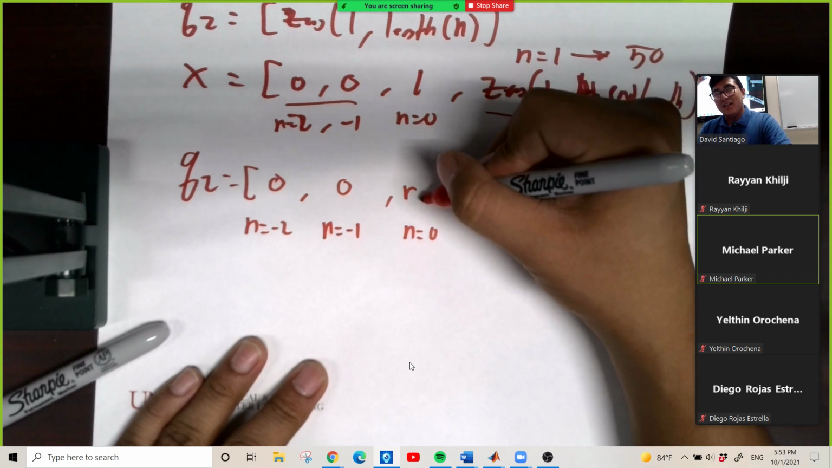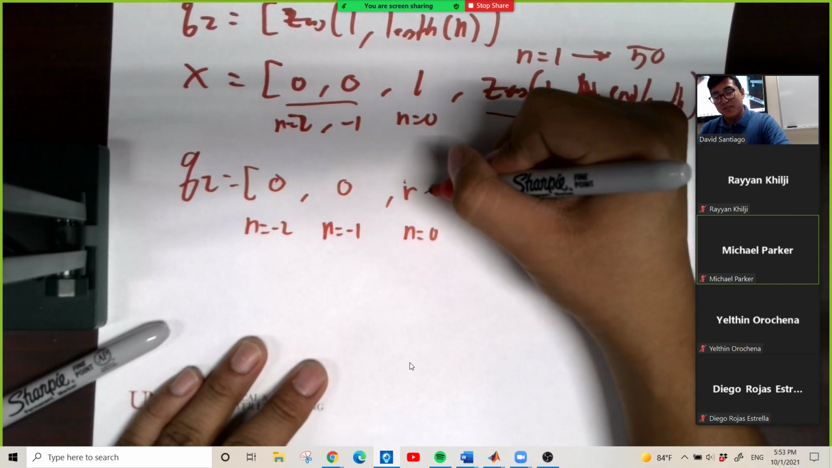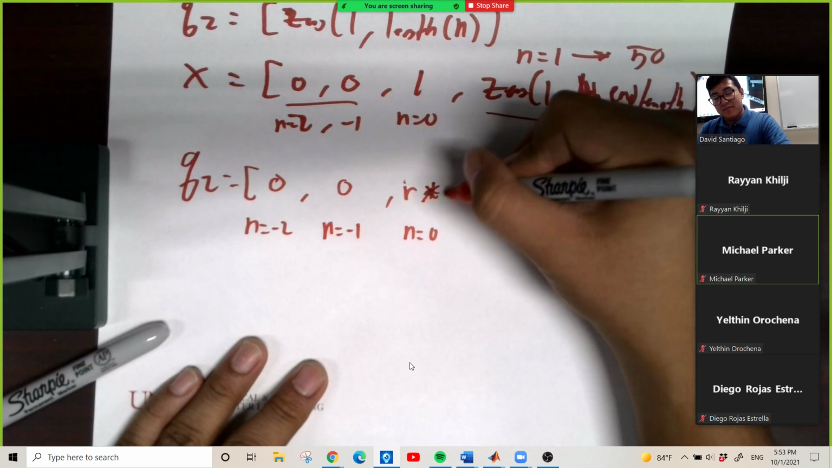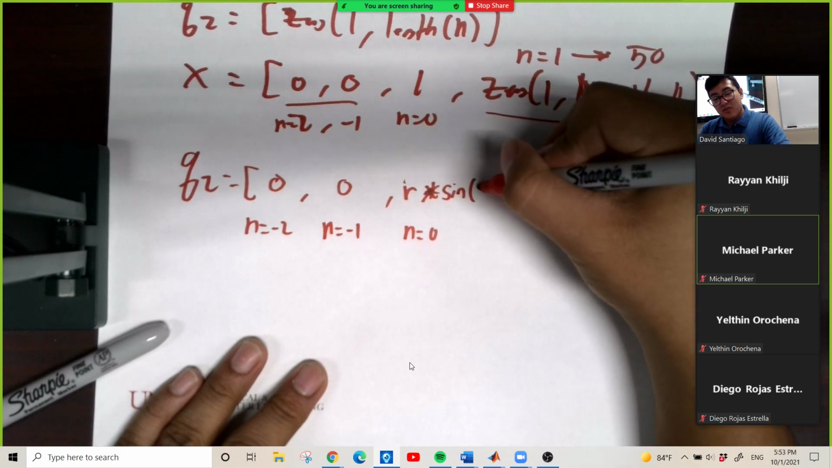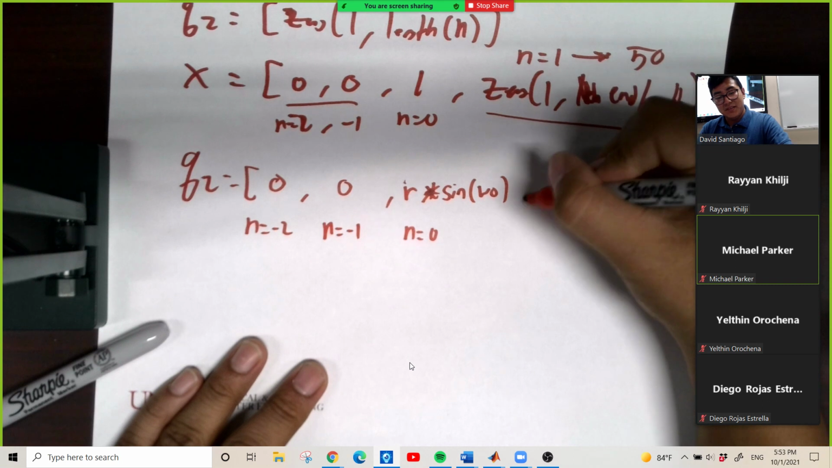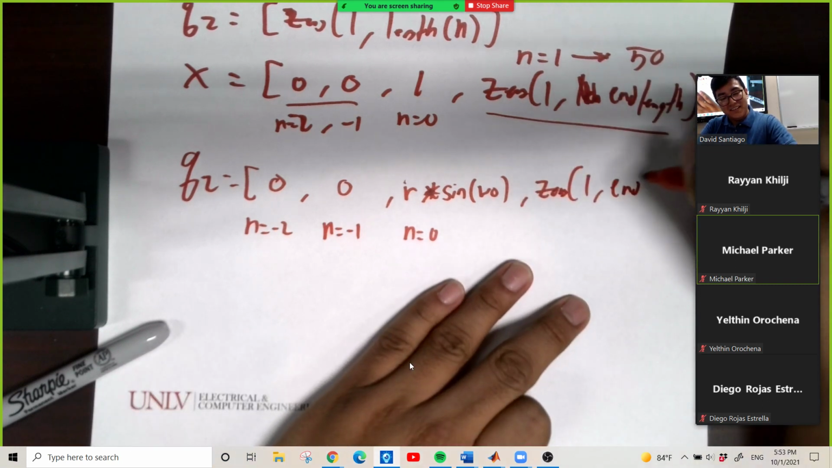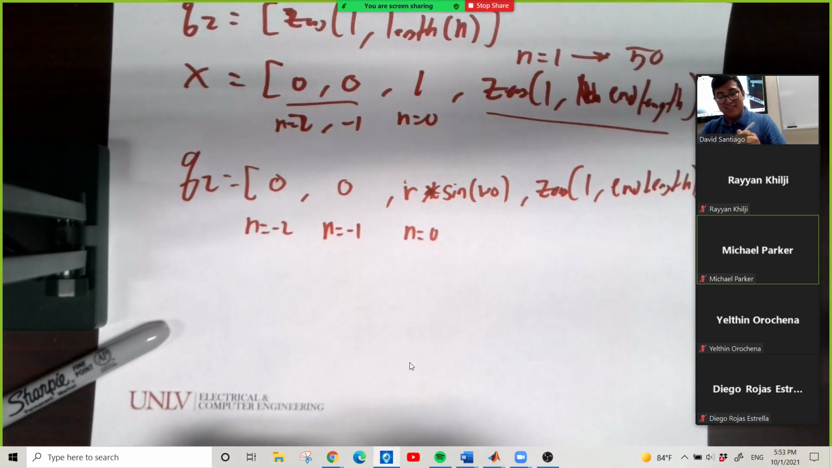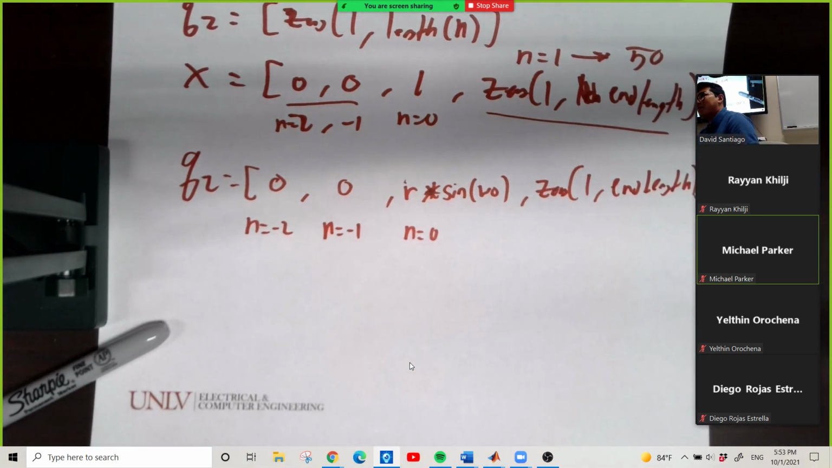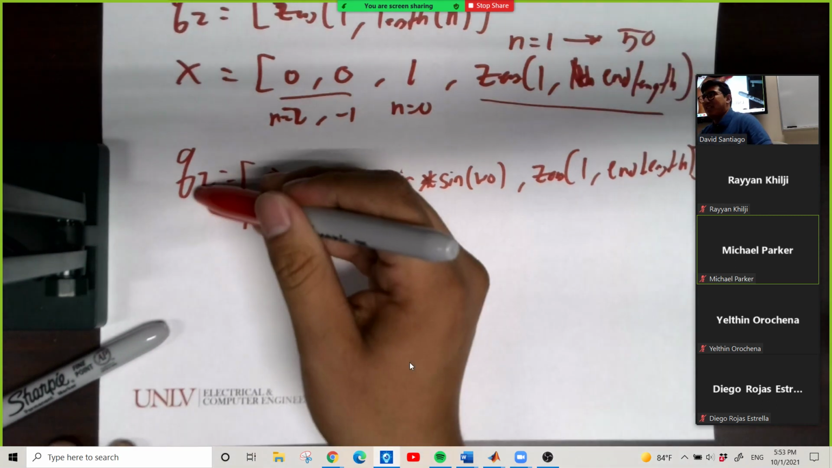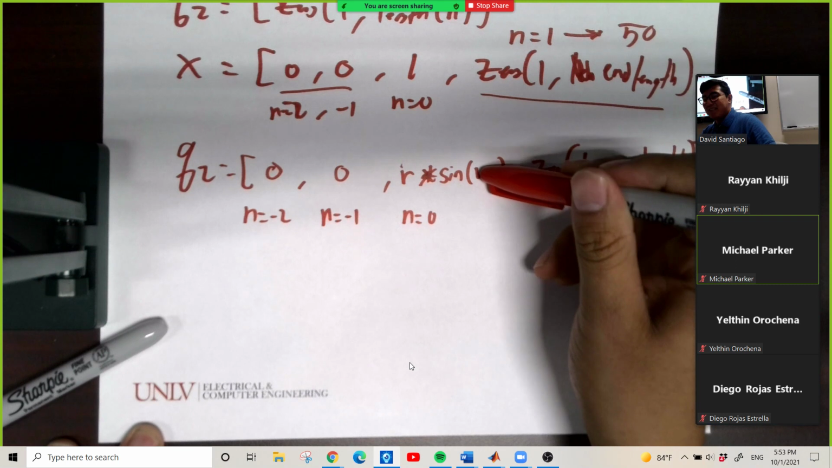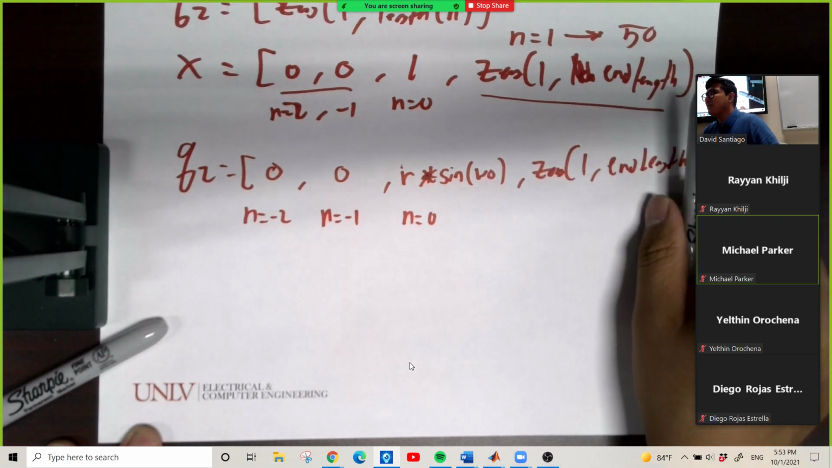R, because this is a coefficient, we can do the r star sine omega naught. And then you can do zeros of 1 and length. And there you go. That's how you save your values into your states. Is that exactly how we type it in MATLAB?